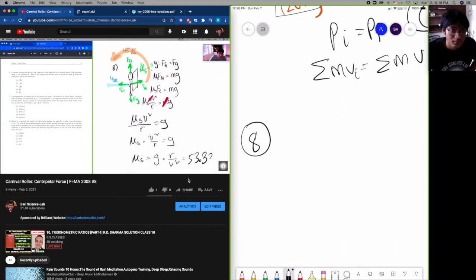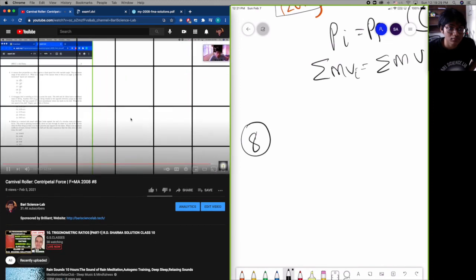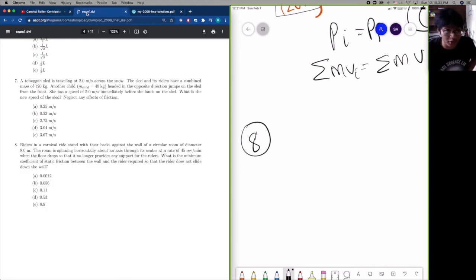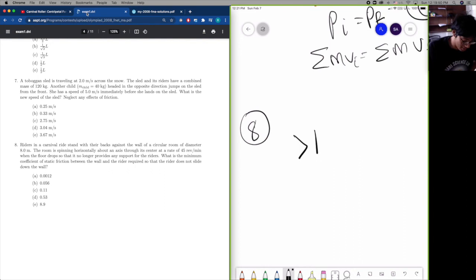So, for my coefficient of static friction, that's pretty much choice D, 0.53. So number 8, choice D, which is 0.534, the coefficient of static friction. Of course the rider doesn't move according to his own reference frame. To an external reference frame, it does look like he's spinning around the centripetal roller. We of course know the answer choice cannot be E, 8.9, because the coefficient of static friction can never be greater than 1. Okay, so let's see if the answer choice is indeed choice D.